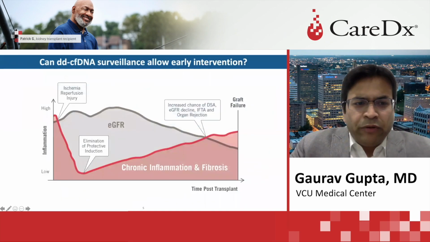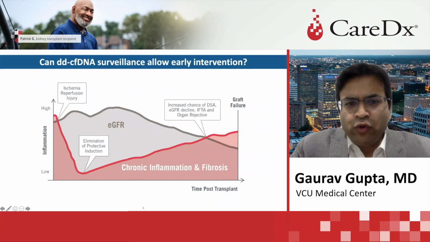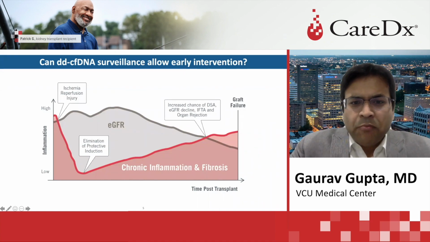So based upon previous studies, we now know that ddcfDNA, or in this case AlloSure, can be used to detect rejection. But in this study, we wanted to go further and ask whether AlloSure may serve as an early marker of inflammation or injury, before the development of DSA and loss of kidney function.